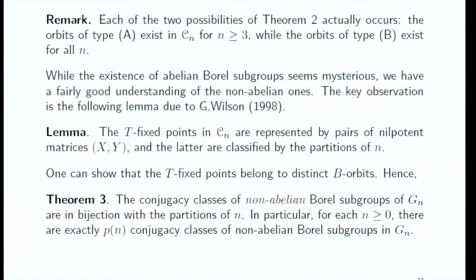So one of the observations he made is the following, that fixed points in Cn under this C-star action are represented exactly by pairs of nilpotent matrices. And such nilpotent matrices, such conjugacy classes, are in one-to-one correspondence with partitions of n. With some work, we can actually prove that such nilpotent matrices sit on different B orbits. So this lemma of Wilson implies that the conjugacy classes of non-abelian Borel subgroups are in bijection with partitions of n. Which means that there are exactly p(n), a finite number, of conjugacy classes of non-abelian Borel subgroups for any n. So for example, theorem one fails for n greater than or equal to one.